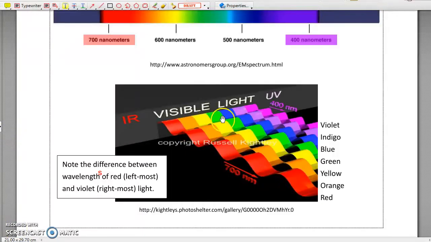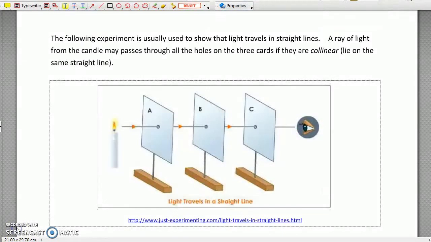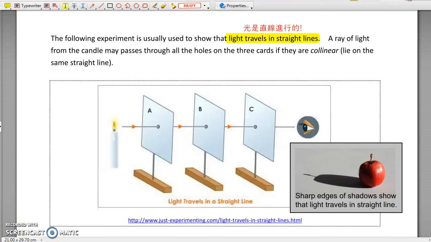Different colors of light also have different wavelengths. The wavelength of violet is the shortest, only 400 nanometers, and that of red light is the longest, 700 nanometers. But remember, even 700 nanometers is still very short. You must have learned that light travels in straight lines. But how can we prove that?